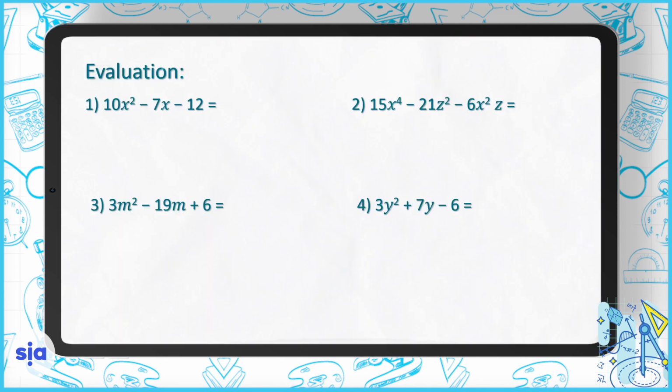Question number 1. If you multiply the 10 times the 12, it's 120. The last sign is minus, so we want two factors. Their difference is 7. What are factors of 120? Their difference is 7. Yes, excellent. They're the 15 and the 8. So it's 10x squared minus 15x plus 8x minus 12.